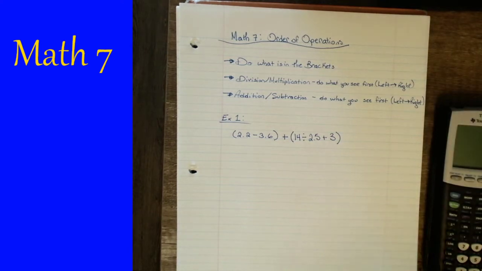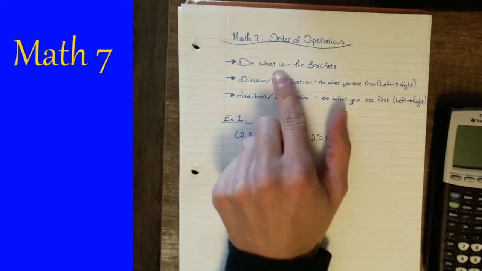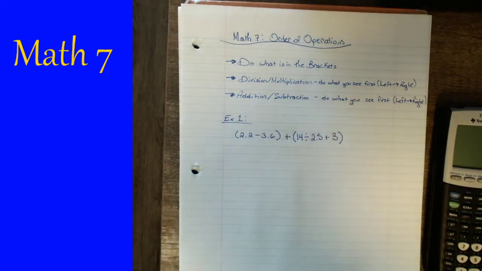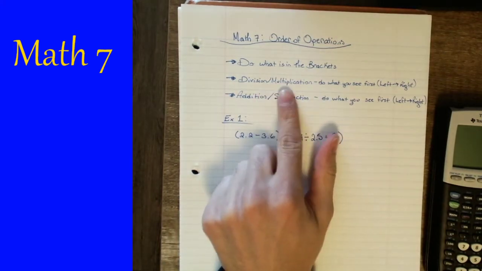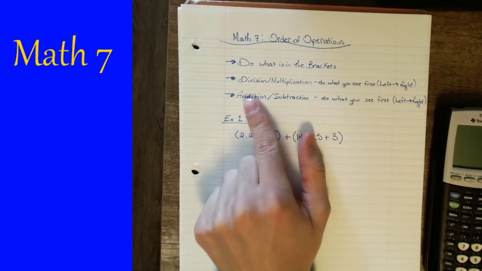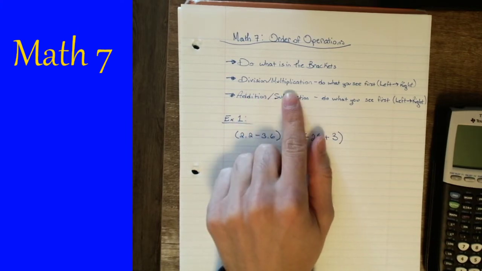Everyone, today we're going to look at a brief introduction of order of operations. There are a few rules to remember when you're tackling problems. First and foremost, we do what is in the brackets first. Afterwards, we want to look at the four basic operations: addition, subtraction, division, and multiplication.